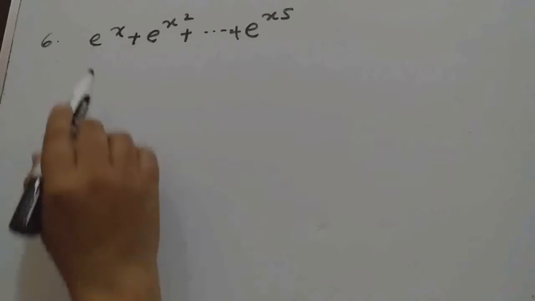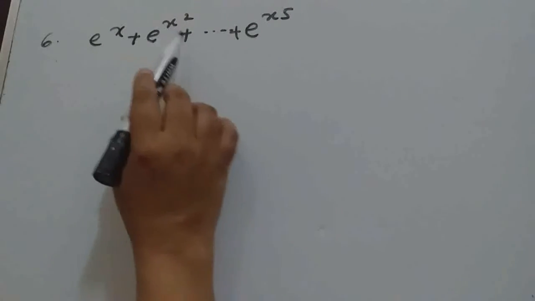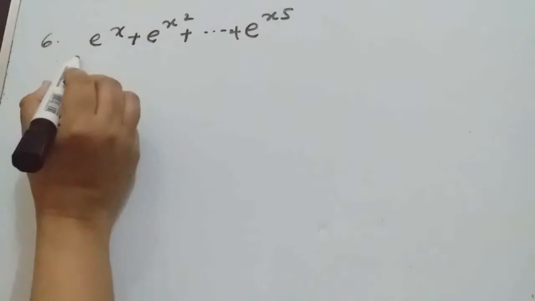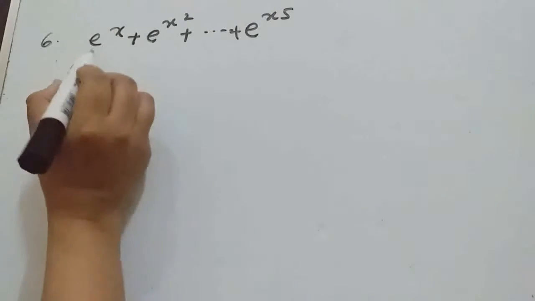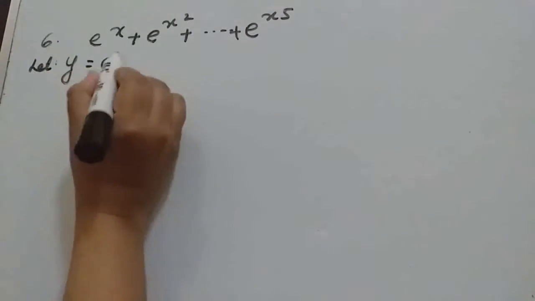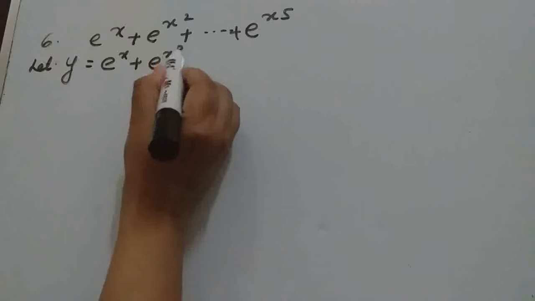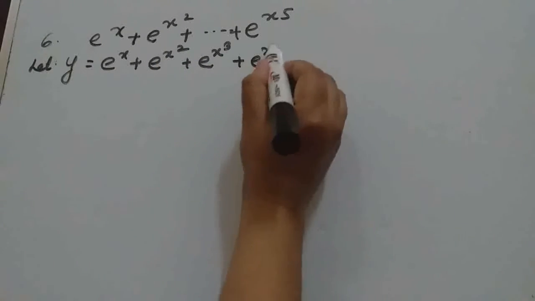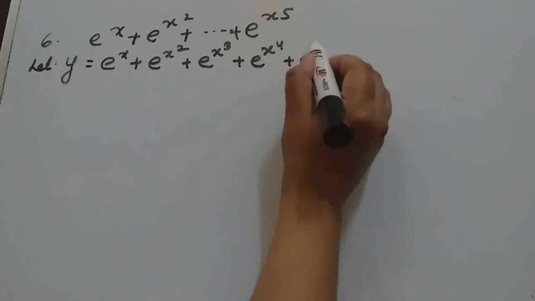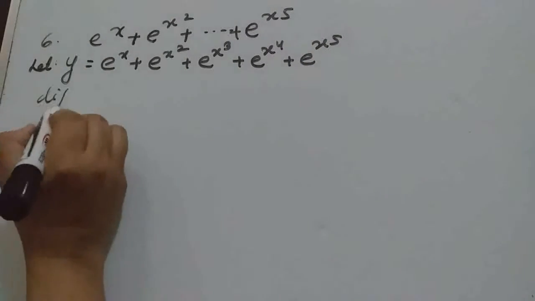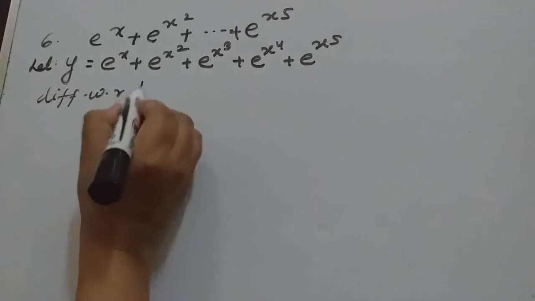The question is e^x + e^(x²) + ... up to e^(x⁵). So what can we write here? Let y = e^x + e^(x²), then the next terms will be e^(x³), e^(x⁴), and the last one will be e^(x⁵). Now we will differentiate with respect to x.